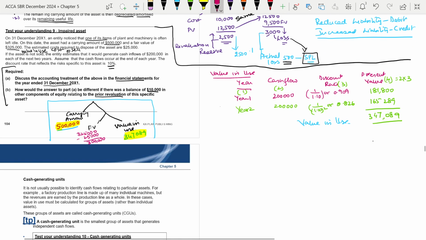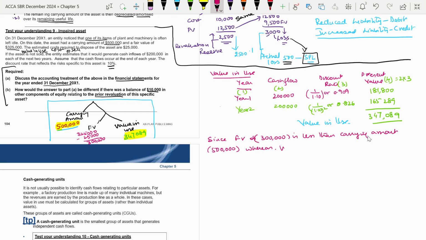Then what will happen? Since fair value, 300,000, is less than the carrying amount, how much is the carrying amount? 500,000. Whereas the value in use, 347,089, is higher than fair value.